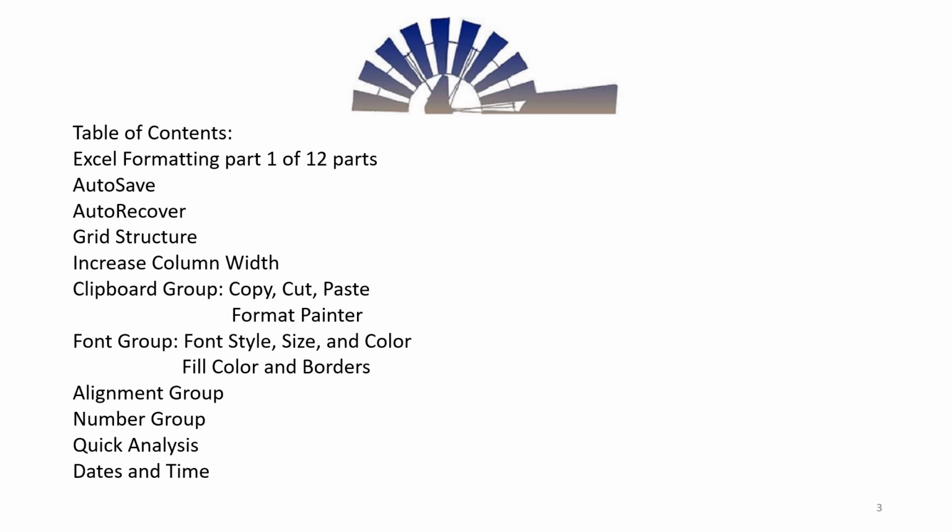Table of Contents, Excel Formatting, Part 1 of 12 parts: Autosave, Auto-Recover, Grid Structure, Increase Column Width, Clipboard Group, Copy, Cut, Paste, Format Painter, Font Group, Font Style, Size, and Color, Fill Color and Borders, Alignment Group, Number Group, Quick Analysis, Dates and Time.